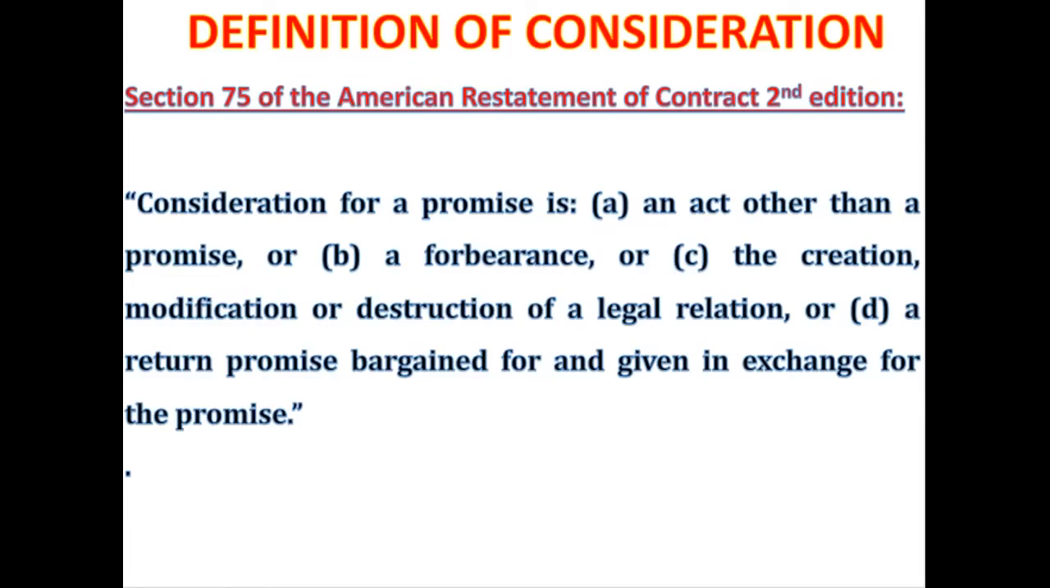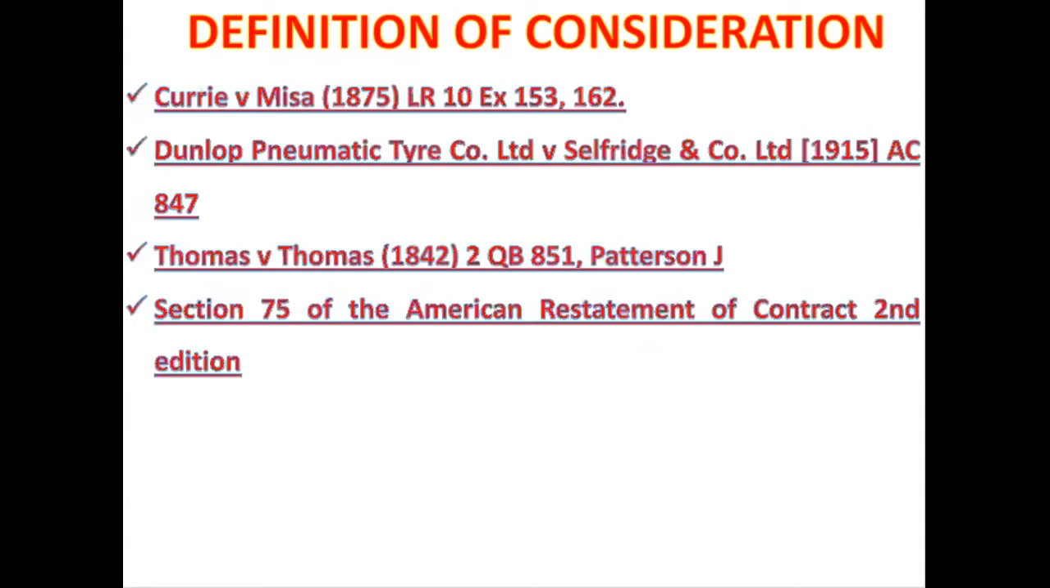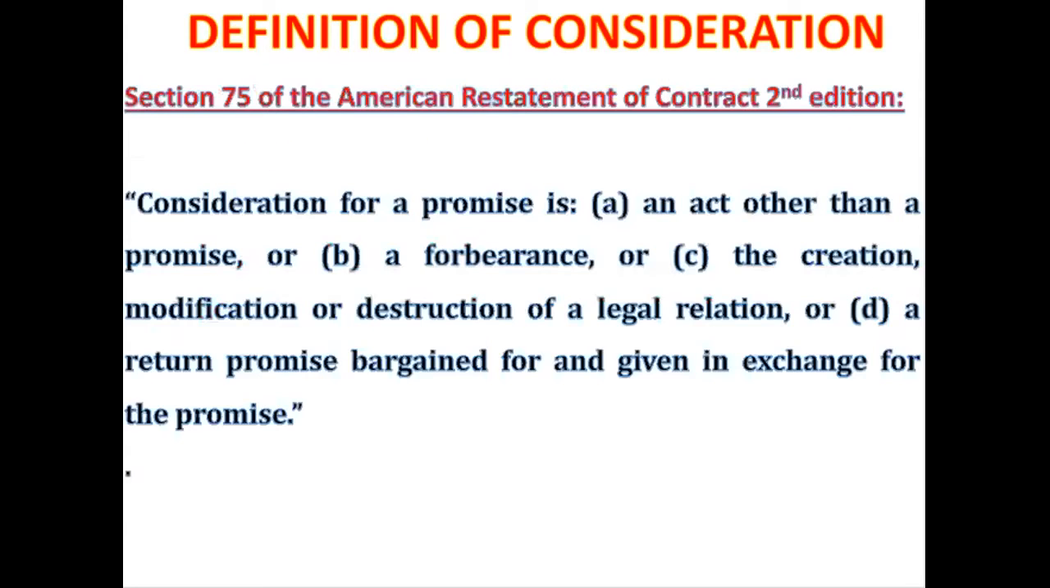So you've seen that this definition of consideration, according to Section 75 of the American Restatement of Contracts, second edition, is very expansive as compared to what we have seen in Currie and Misa, in Dunlop Pneumatic Tire Company Limited versus Selfridge, and in Thomas and Thomas. So if you have to give a very good definition of consideration and you want to show scholarship, you can transition from Currie and Misa, move on to Dunlop Pneumatic Tire Company Limited versus Selfridge, and then move on to Section 75 of the American Restatement of Contracts, second edition, where consideration is defined as an act other than a promise, a forbearance, the creation, modification, or destruction of a legal relation, or a return promise bargained for and given in exchange for the promise.